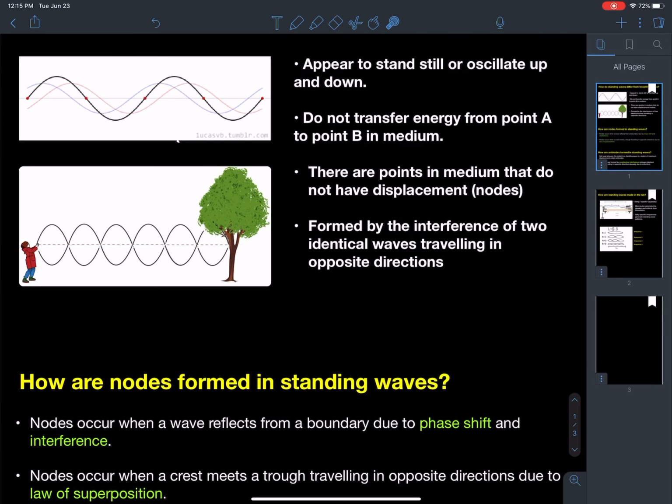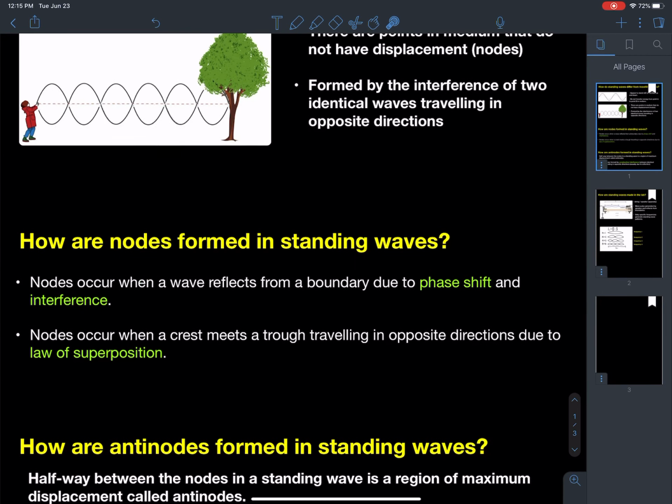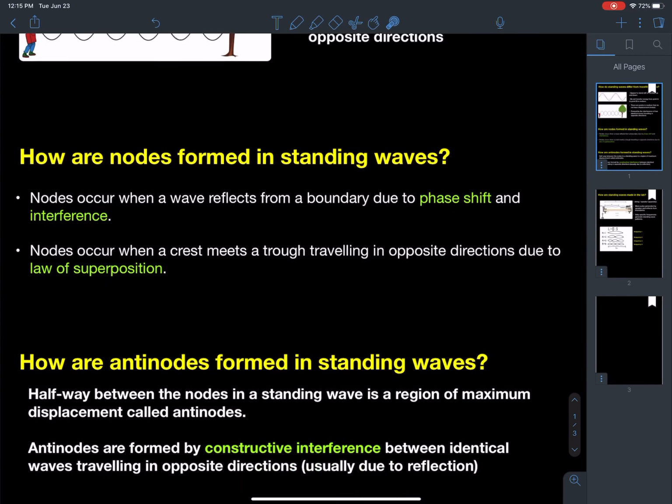It has to meet at exactly the right time. So not all frequencies would do that. That's also an interesting thing about standing waves, is that depending on the length of the string and the tension of the string, only certain frequencies would generate a standing wave pattern. Okay, and that's based on the law of superposition.